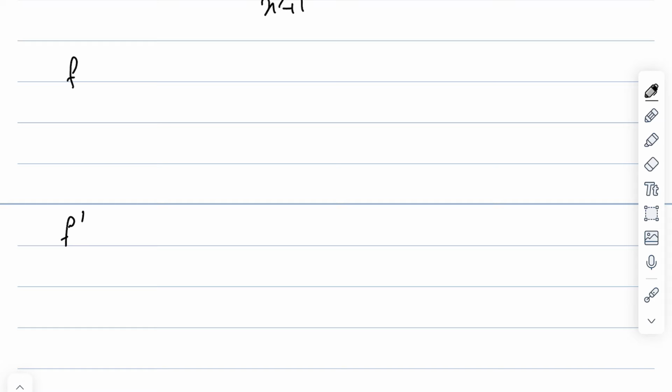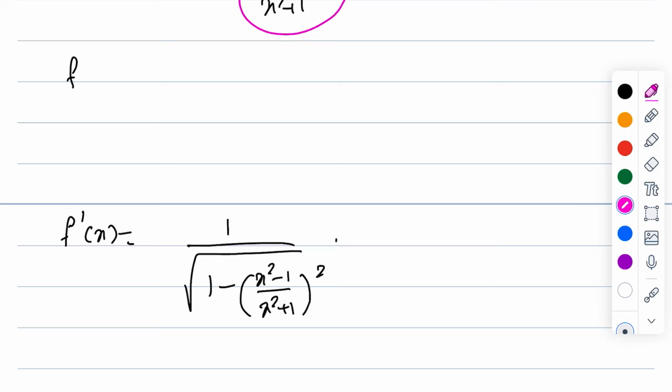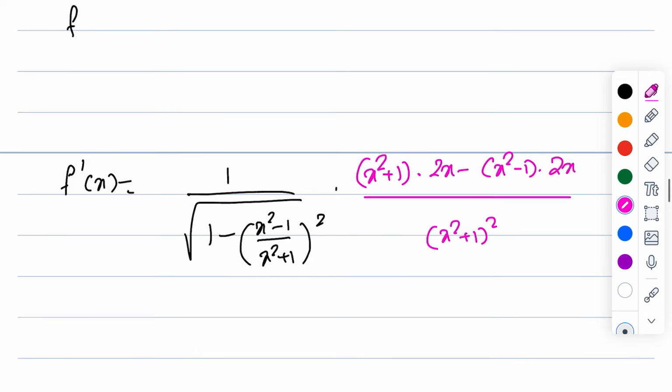So f prime x equals the derivative of sine inverse, which is 1 upon the square root of 1 minus ((x square minus 1) upon (x square plus 1)) whole square, times, by the chain rule, the derivative of this entire thing. For that I'm doing the quotient rule again. (x square plus 1) whole square in the denominator, x square plus 1 times the derivative of x square, which is 2x, minus (x square minus 1), again the derivative of x square is 2x.